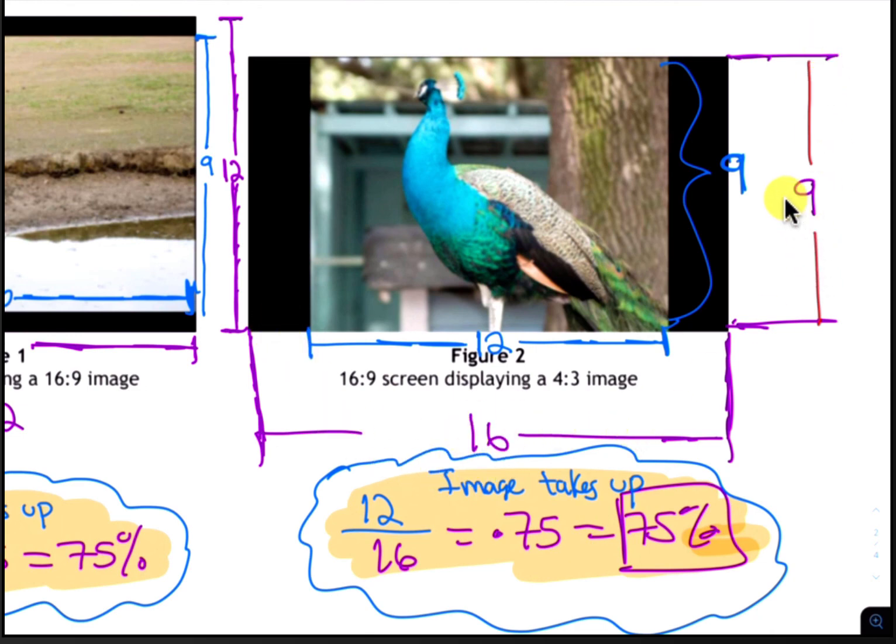What is the percentage of the width of the image to the width of the screen? Well, we can see that this is 12 and this is 16. So the image takes up 12 out of 16, or 0.75 or 75%.